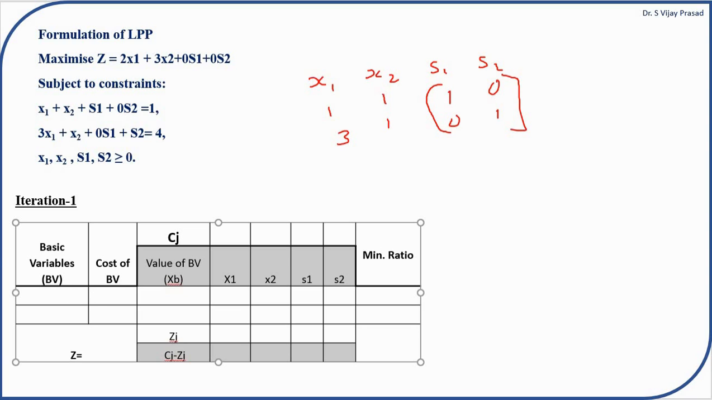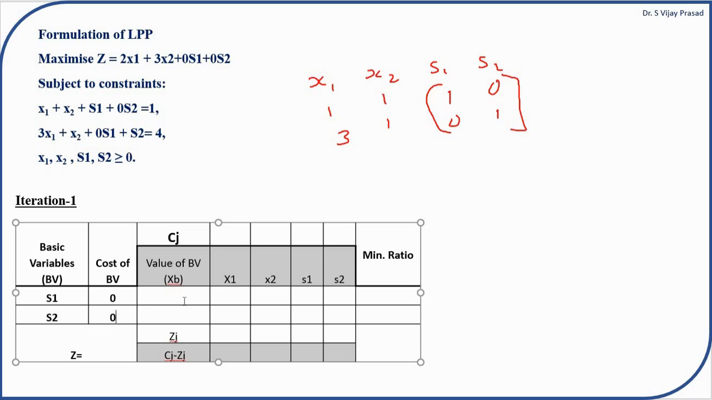Now I have to enter the slack variables here. See, this is s1 and s2. I am going to add them. Again, this is the cost of the basic variable. What is the cost of s1 in the objective function? Which is 0. This value we have to write down here: 0. And very similarly, what is the cost of the slack variable s2 in the objective function, which is also 0.